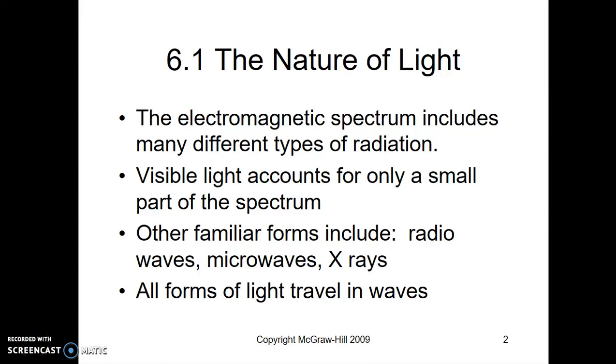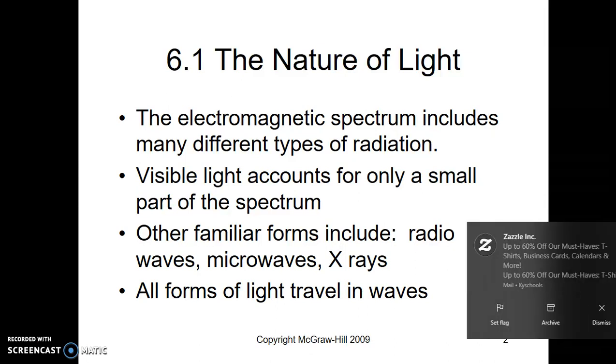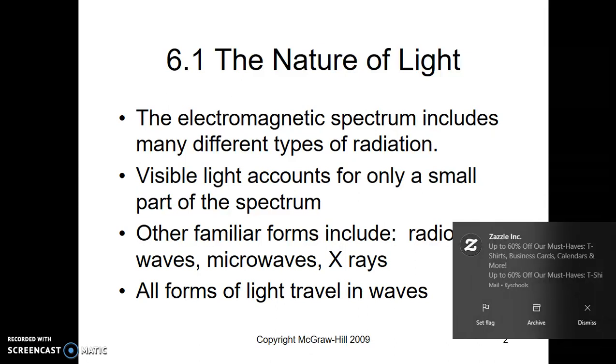Hello. In this video, we are going to be looking at waves, specifically light waves, looking at their characteristics, and then talking about how chemists use those characteristics. So first of all, if we're talking about light, we need to remember that light is part of the electromagnetic spectrum, or the EM spectrum as I like to call it.